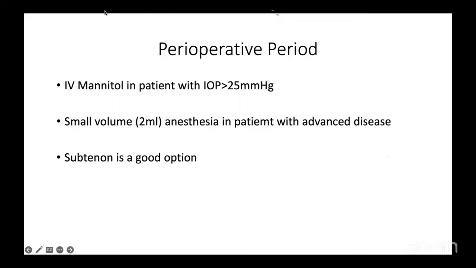Actually, I've never seen IV acetazolamide, so I don't have experience with it. What we have in our hospital is mannitol. That's what we are using. Okay, thank you very much.